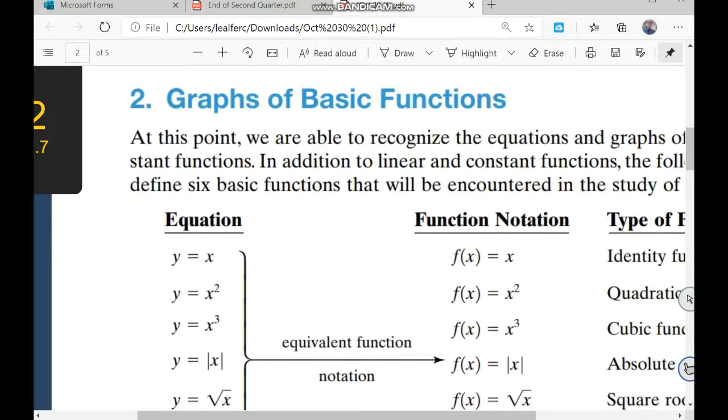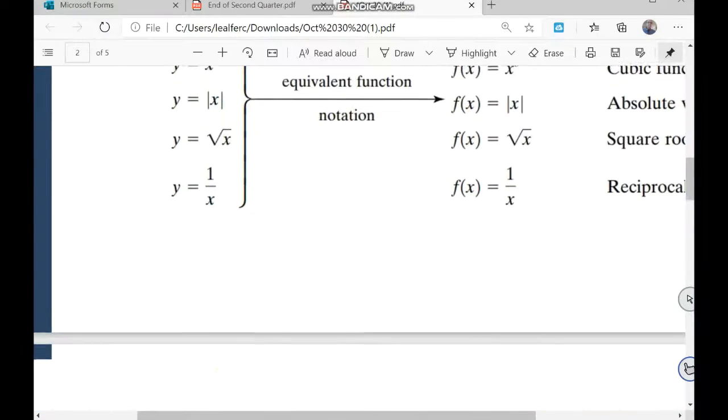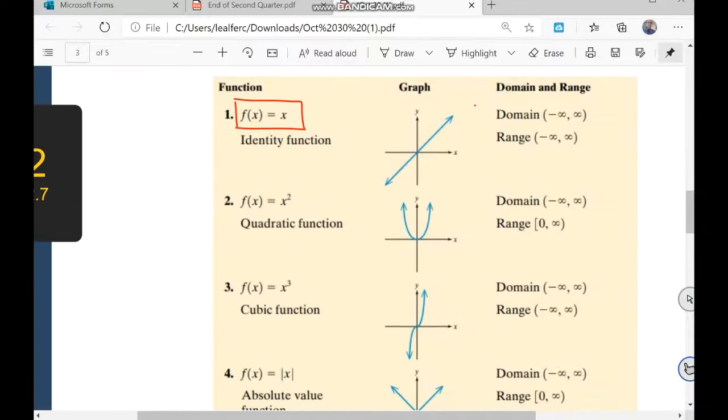So we review today the lesson from October 30. It is about graphs of basic functions. We will recognize the equation and the graph of some basic functions. That's going to work a lot during our course. Let's move straight to this table. This table is the important one.